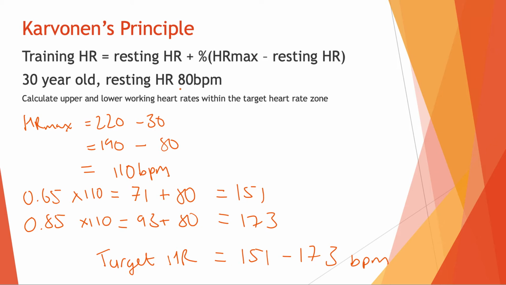The less fit individual with a higher resting heart rate is going to have a higher training heart rate or working heart rate when they're working at 65% of their maximum, because at 65% of their maximum, they are closer to their anaerobic threshold.